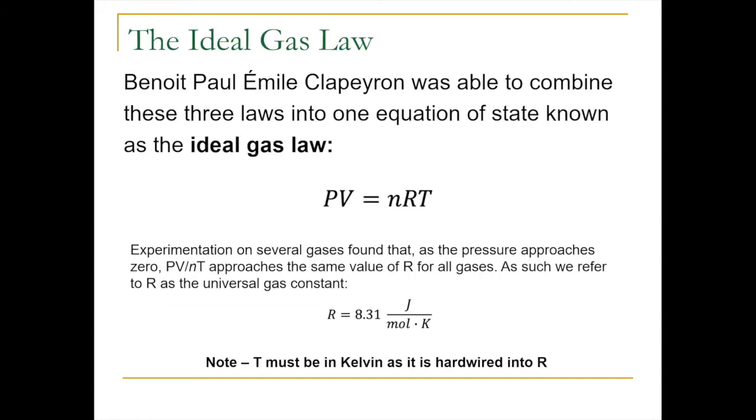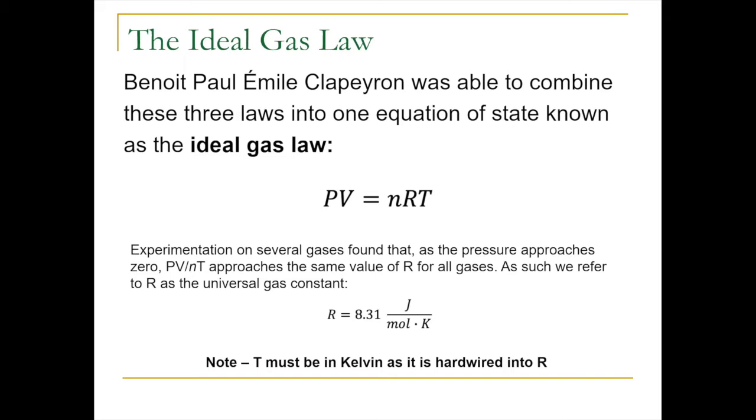So now we had these three separate laws that were all talking about the same variables but keeping different variables constant. And it seemed inefficient in that we didn't have one equation of state to be able to describe all of these scenarios. Well, Clapeyron came around and he was able to actually take these three laws and combine them into one equation of state that we now know to be the ideal gas law of PV equals nRT.